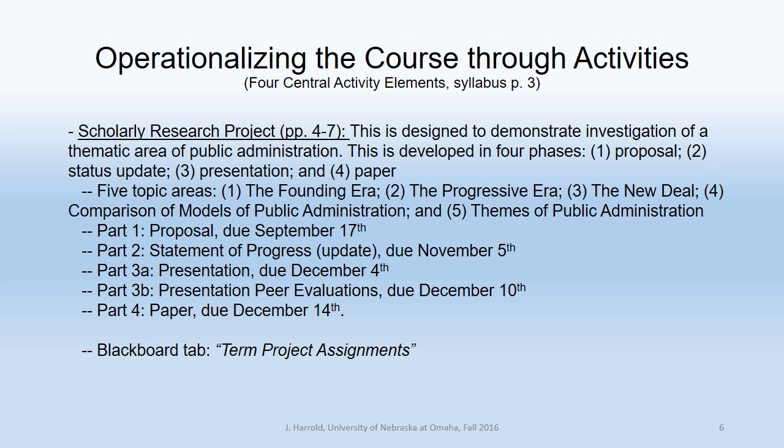So what's the 4th element? The 4th element of operationalizing the course is the scholarly research project, also known as a term project. And it is a paper, but it has 4 parts to it. And those 4 parts are: 1, a proposal, which is due September 17th. I'm actually going to have you propose to me what you're going to write on. The second part is a statement of progress or an update. That's due a little more than halfway through the semester, where you're going to update me on your status.